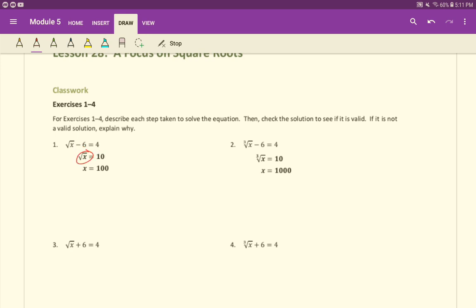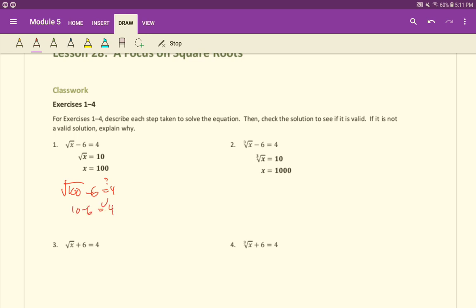And then how do you get rid of a square root? What undoes a square root? Well, the idea is we square both sides. And then you get x equals 100, because 10 squared is 100. Okay, does this make sense in the problem? Let's check it. If I take the square root of 100 and subtract 6, do I get 4? The square root of 100 is 10, minus 6 equals 4. So check, that works.